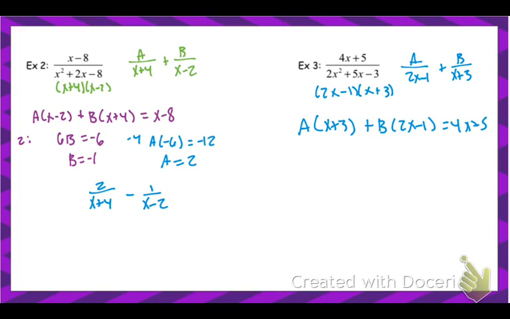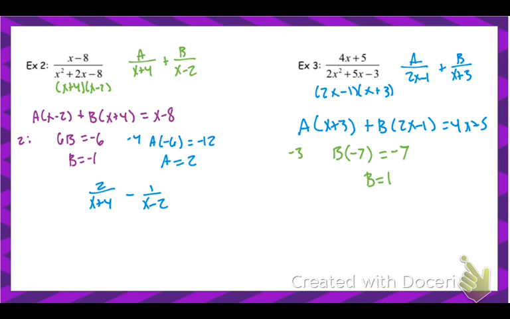Again, I'm going to plug in the zeros because I think it's a little bit simpler. So I would plug in negative 3 for x. So then that would cancel out my a value. I would have b times negative 7. And then that's going to be negative 12 plus 5, which is negative 7. So I get that b is 1.